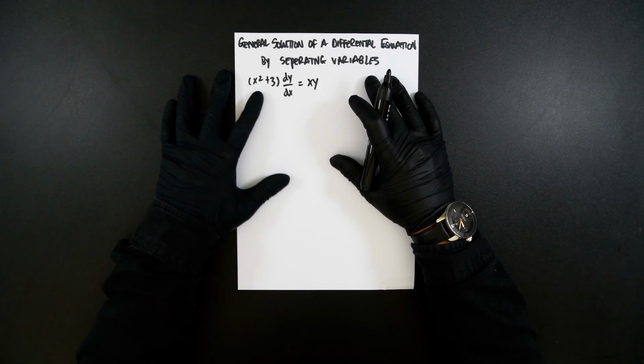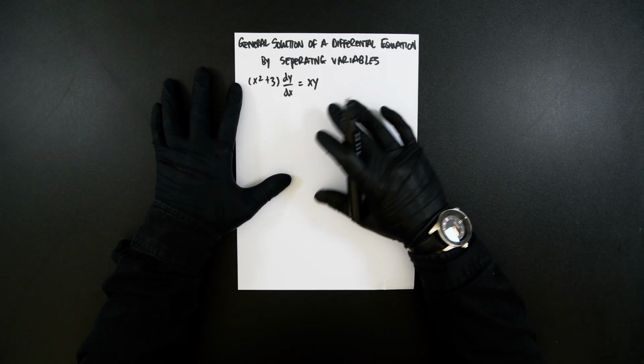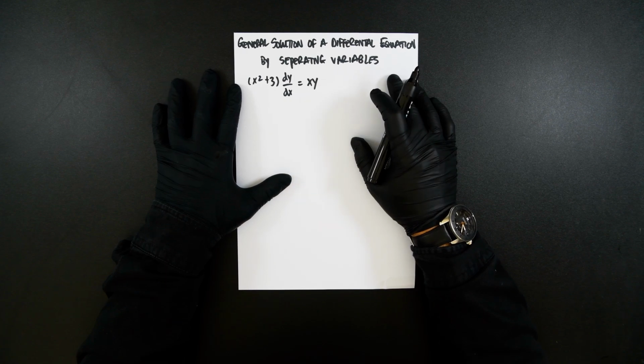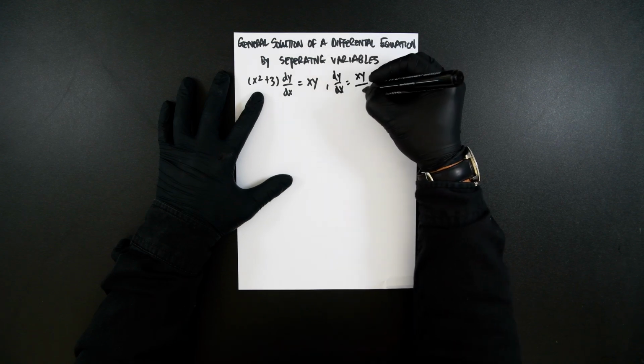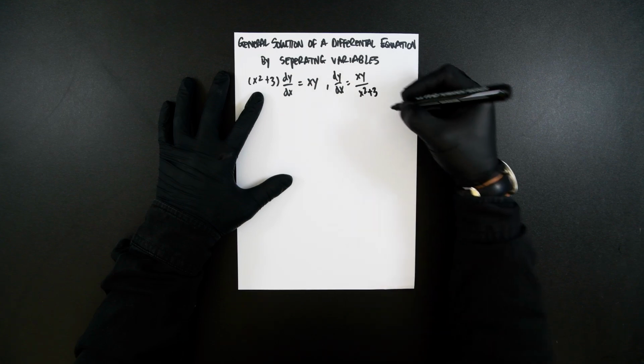The first thing we want to do is put all the y terms on the left-hand side and all the x terms on the right-hand side. So let's divide both sides by x squared plus 3. So you're going to get dy/dx equals xy over x squared plus 3.